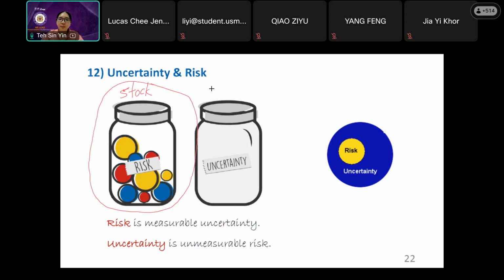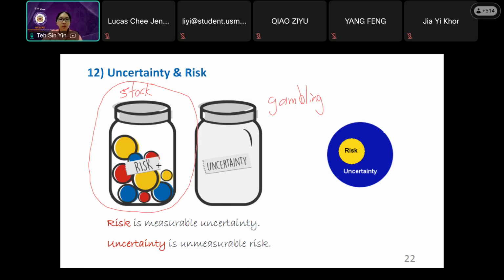On the right side bottle, this is uncertainty. This is like gambling. You can imagine this. I can hear the noise. Let me mute. Okay. Imagine this is like gambling. You don't know anything. You just put your money there and then you try to gamble. You don't know what the size is. You don't know what color is inside. You don't know how many are inside. You're just putting your money there and gambling.